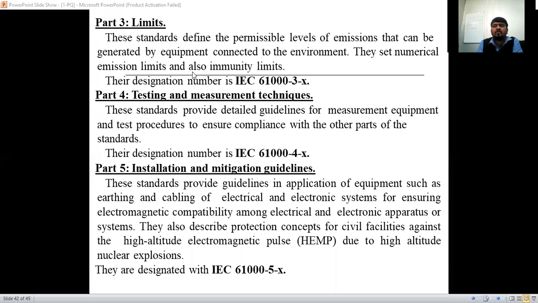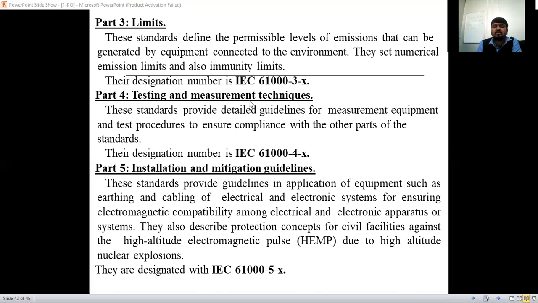Okay. So it is going to set the emission limits and immunity limits, and its designation number is IEC 61000, this is the third part. In that, again, there are emission limits or immunity limits, with different emissions and different immunities, and different numbers it considers. This X is nothing. So the third one is limits.